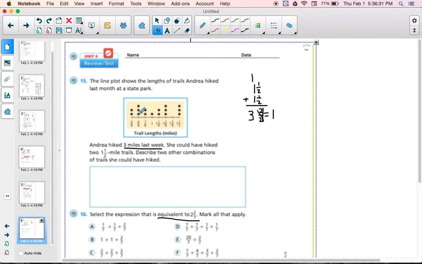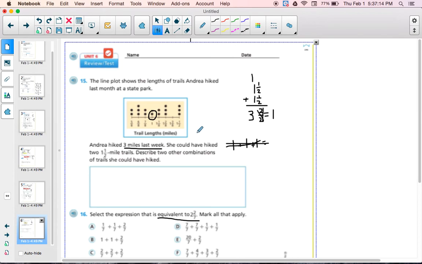Now, pick 2 of these other trails that add up to 3. Okay? I'm sorry, not 2. Pick any combination of trails that eventually add up to 3. All right? So let's think about this. Maybe I could take 1. I have 1 of these. Now I can't use multiple ones. I can't go, oh, she went 1 plus 1 plus 1. That would be wrong, because there's only 1 dot there. I can only use 1 of these. Okay? So what else could I use?